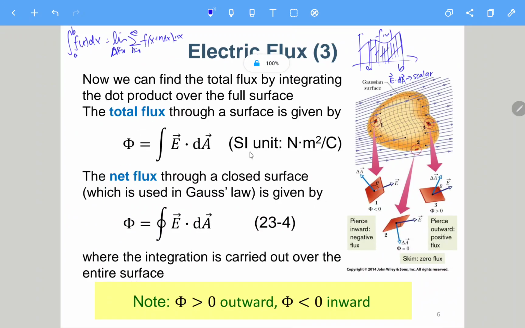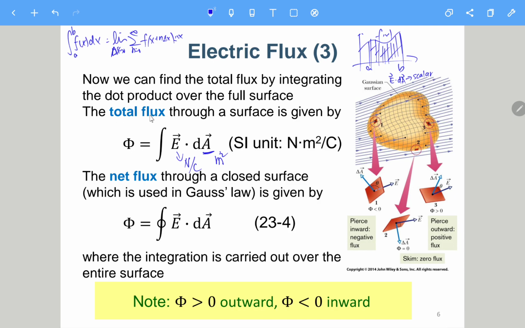Okay, so for this one, the SI unit will be Newton meter squared per Coulomb. Because for E the SI unit is Newton per Coulomb, and this is area, of course, meter squared. So when you multiply them together, it turns out to be Newton meter squared per Coulomb. Okay, so this is the SI unit for the flux, for the total flux.